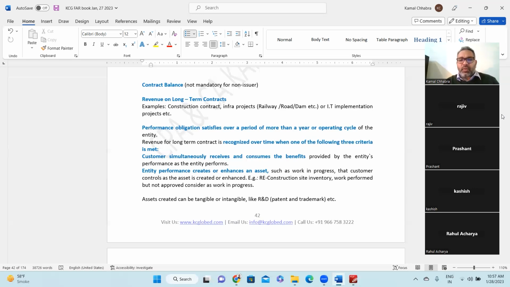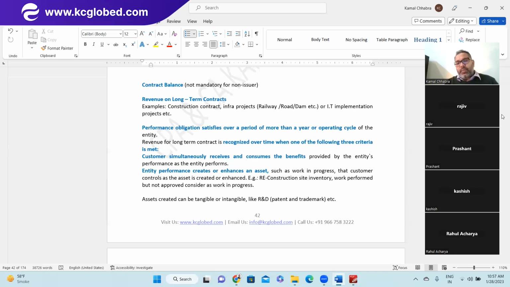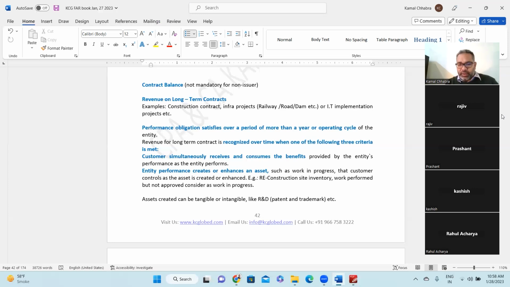Revenue for a long-term contract is recognized over time when one of the following three criteria is met. So when do you recognize the revenue for a long-term contract over a period of time? When one of these three criteria is met. First one is the customer simultaneously receives and consumes the benefit provided by the entity's performance as the entity performs. If you remember, this is 100% the same as what we discussed in revenue recognition step 5, over a period of time, in the right-hand side box. So similar three conditions were there. Second is the entity's performance creates or enhances an asset, such as work in progress, that the customer controls as the asset is created or enhanced. For example, in a real estate contract, work performed but not approved is considered work in progress.